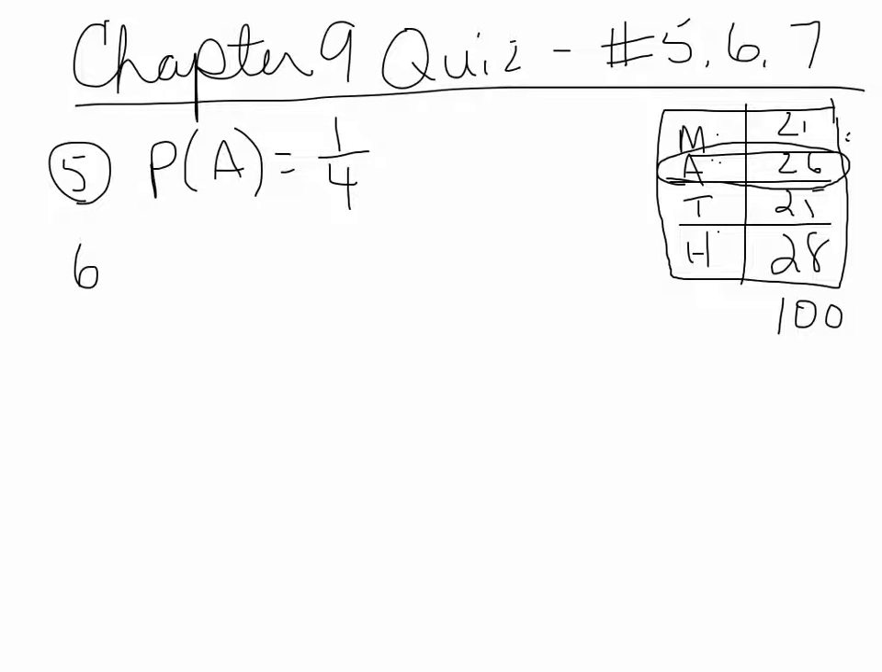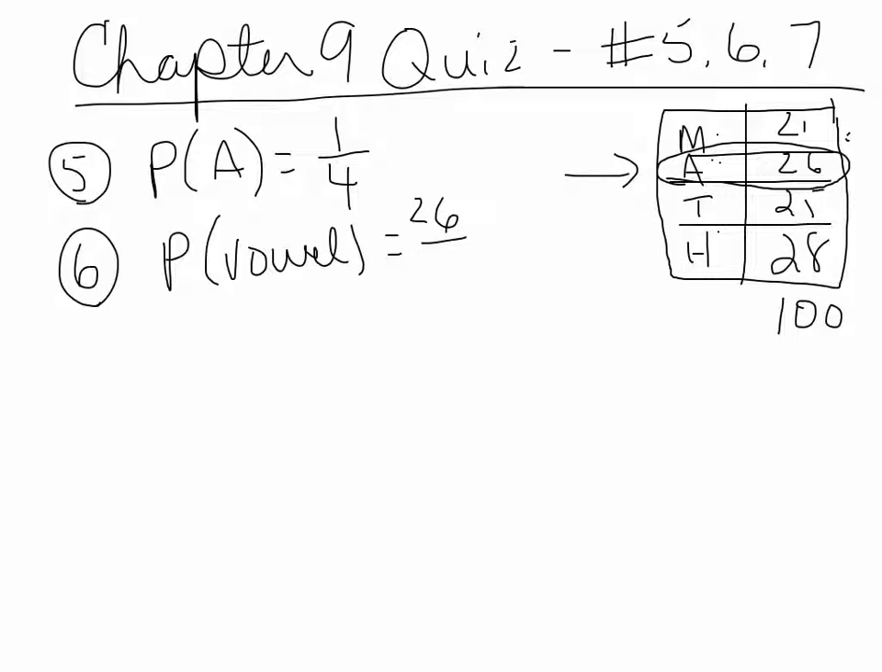Number 6 is, what is the experimental probability of landing on a vowel? Well, that's the same thing as saying on an A. So it would be probability of a vowel. It's the same thing as an A, because there's only an A as a vowel, equals 26 out of 100. This is where you need the chart. Theory, you don't need a chart. And then you need to simplify that down, because we can take 2 out of the numerator and 2 out of the denominator, and you get 13/50.